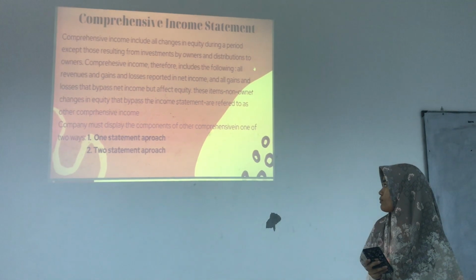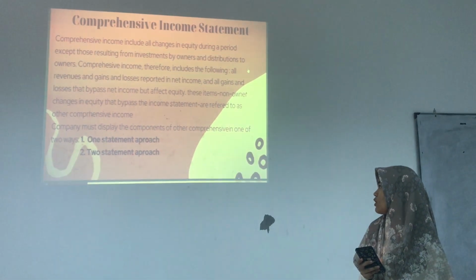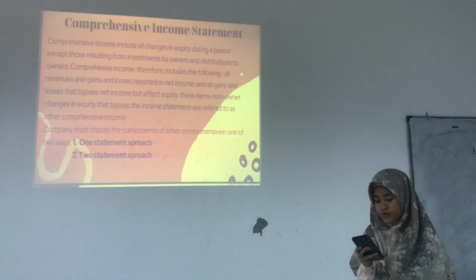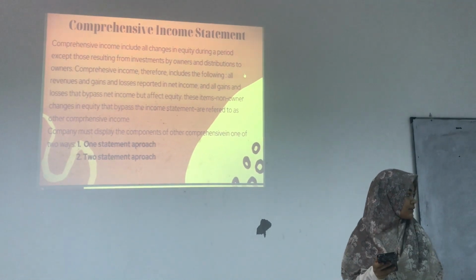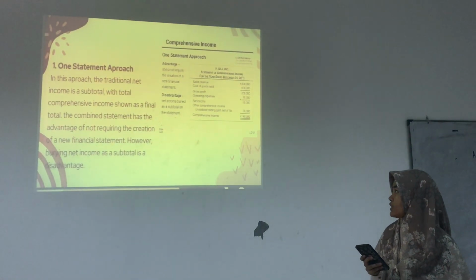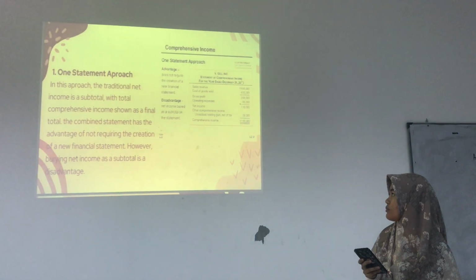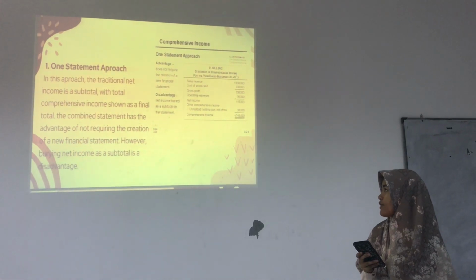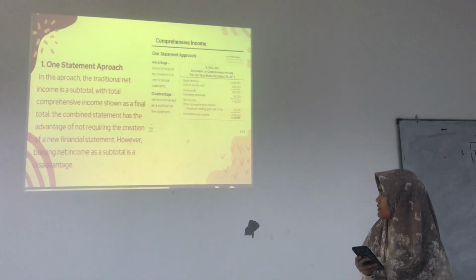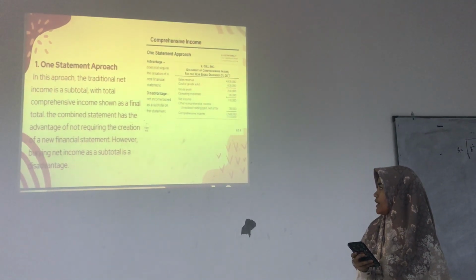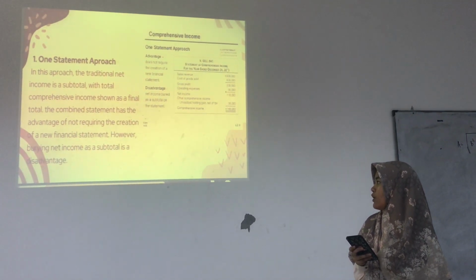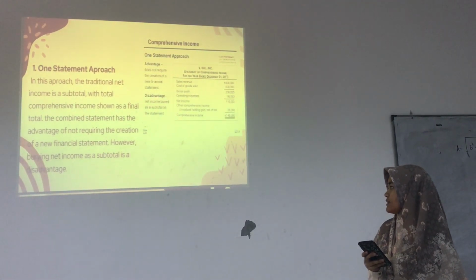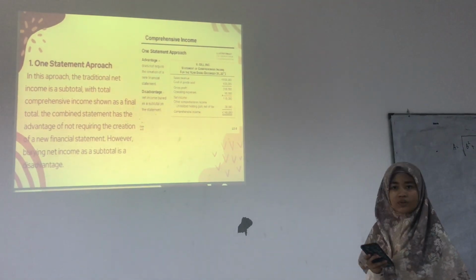A company must display the components of other comprehensive income in one of two ways: the one statement approach or the two statements approach. Next, the one statement approach. In this approach, the traditional net income is a subtotal, with the total comprehensive income shown as a final total. The combined statement has the advantage of not requiring the creation of a new financial statement. However, showing net income as a subtotal is a disadvantage.